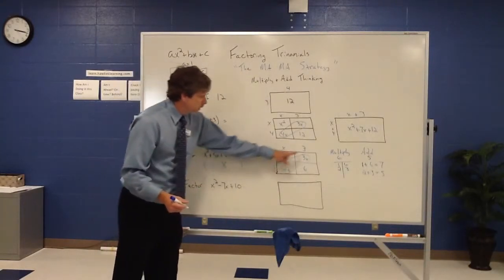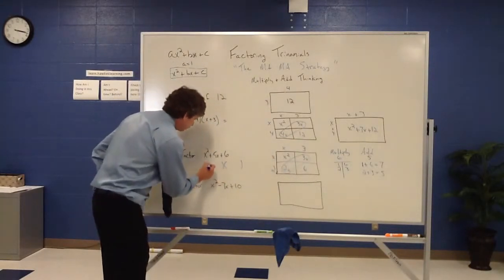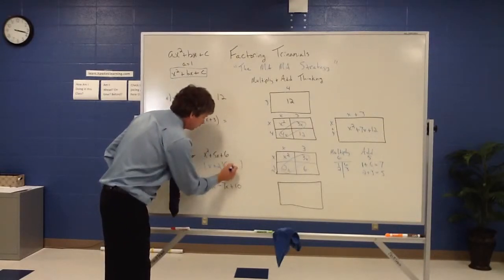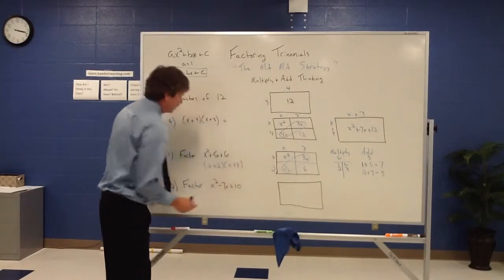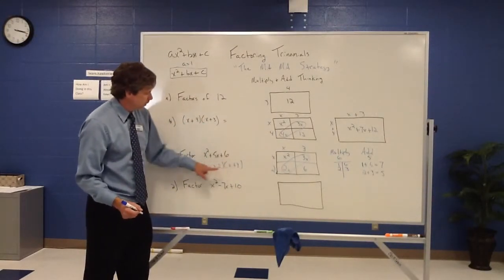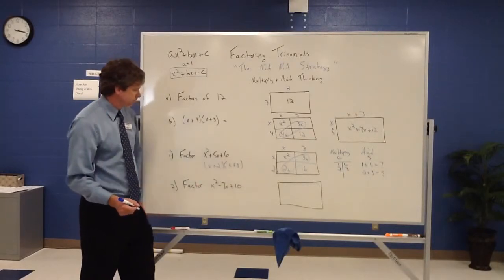So these edges become our factorization. So I have an x and a 2, x plus 2, and then an x and a 3, x plus 3. And that would be factoring our trinomial. So we changed it into a multiplication problem, as two factors, if you will.